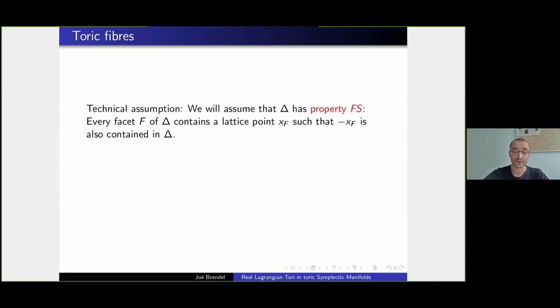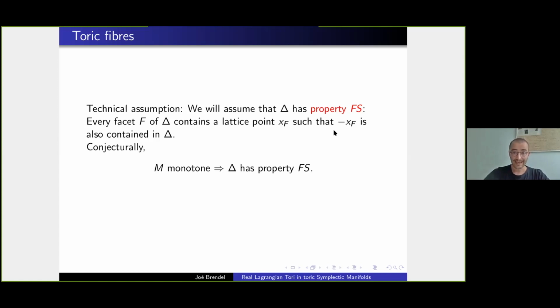Okay, so there is one more technical assumption that I'll make on the moment polytope. It's a kind of combinatorial assumption, and I call it property FS, F standing for facets and S standing for symmetry or symmetric point. I basically want that every facet of the moment polytope contains a lattice point. So you have Z^n sitting as a lattice inside of R^n, and you want a lattice point inside of each of the facets such that minus this lattice point is also contained in the moment polytope.